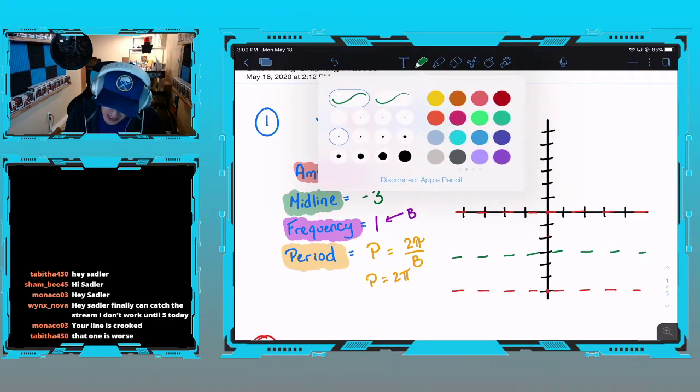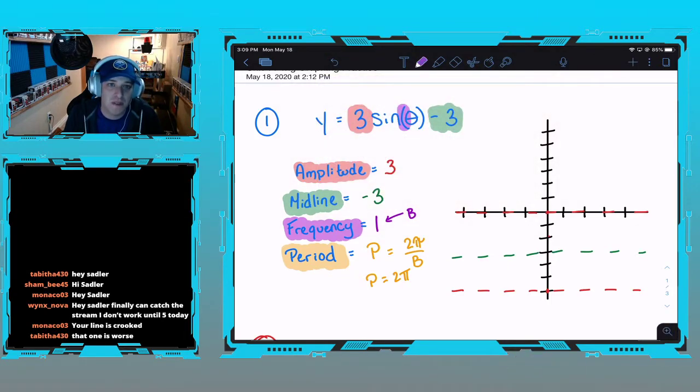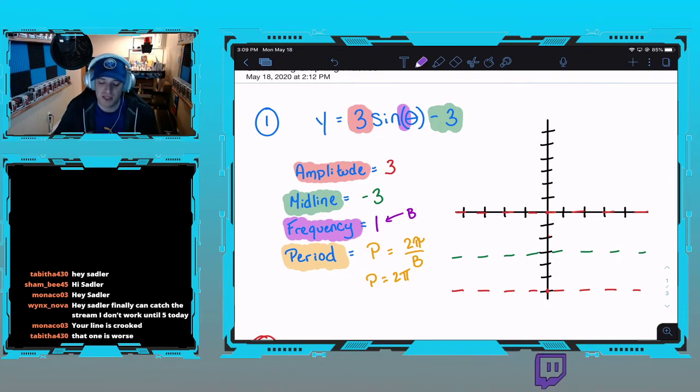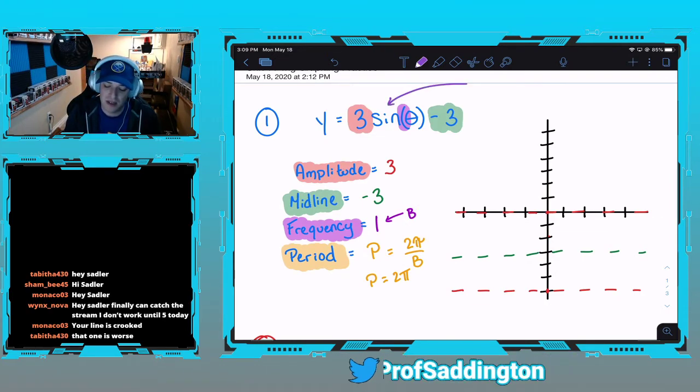All right, what color can I use? I'm trying to use a color that we haven't done. Probably like a purple because we've done pink. All right, so the sine function. Sine starts on the midline.